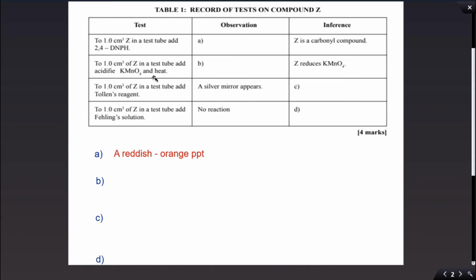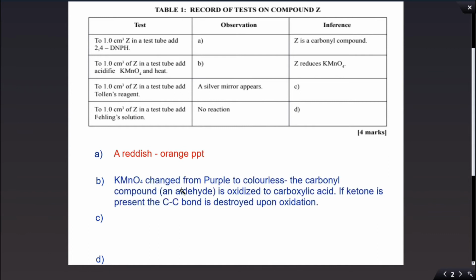At B, the student added to compound Z acidified potassium permanganate and then heated it, and the student inferred that Z reduces KMnO4, so compound Z is actually a reducing agent. So what observation should we expect from that? Potassium permanganate, which is a purple solution, would change to colorless when it is reduced or when it oxidizes other compounds, and compound Z would be oxidized to the carboxylic acid.